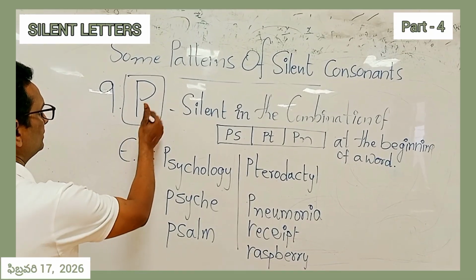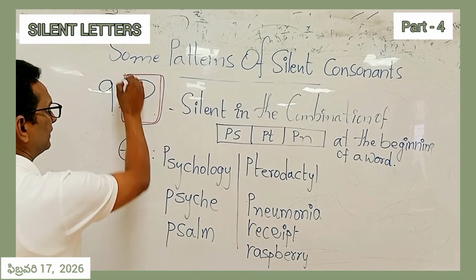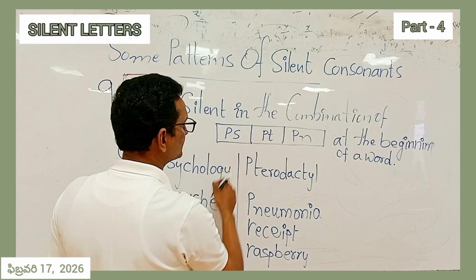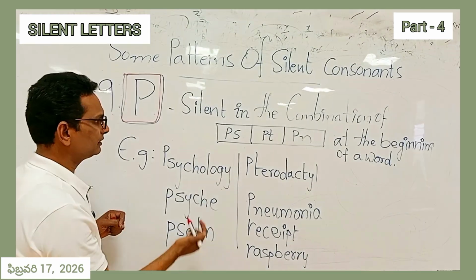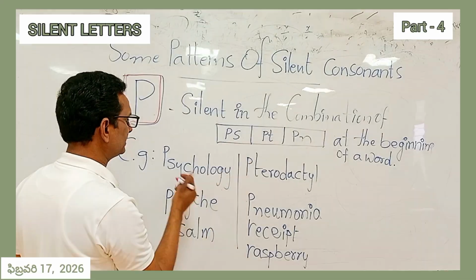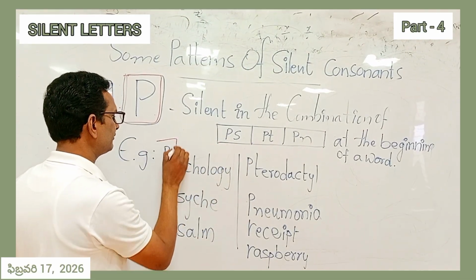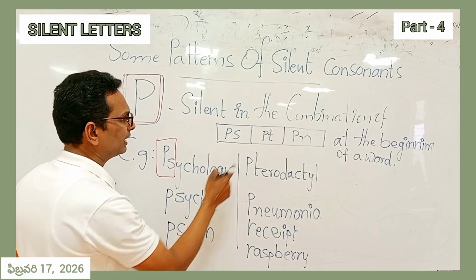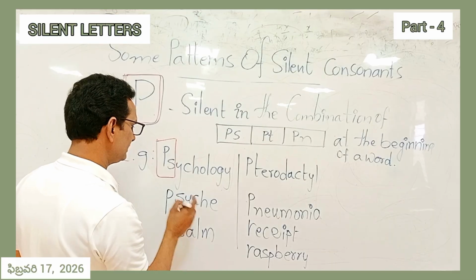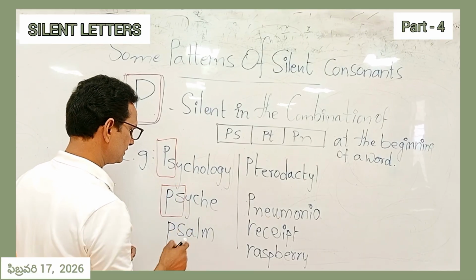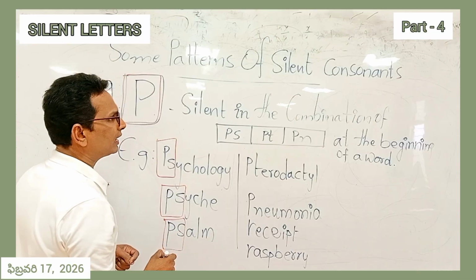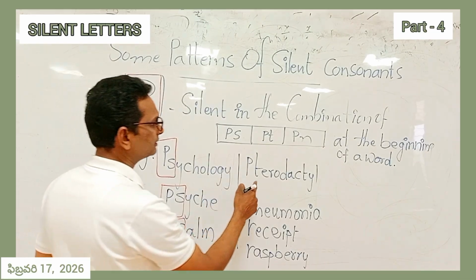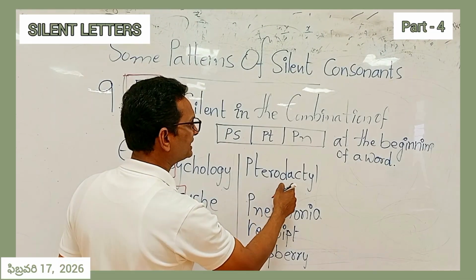P, this is the ninth one. P is silent in the combinations PS, PT, PN at the beginning of a word. We have some words here. Let's find these two-letter combinations. PS: we can find PS in psychology, and in psyche, again, PS is present. And psalm, PS is present. And this one, pterodactyl.